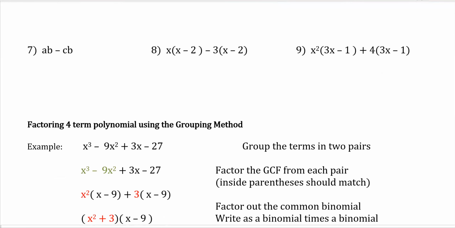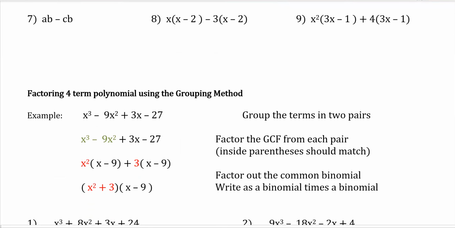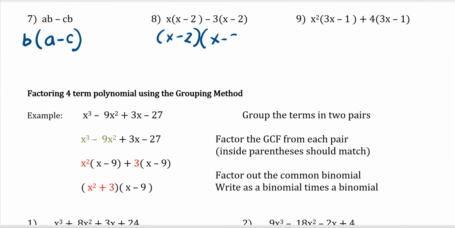All right, number 7. The greatest common factor is b. And if you factor out a b, you have a minus c. We're going to apply this same concept to number 8. Number 8, the greatest common factor is x minus 2, and the other factor is x minus 3.